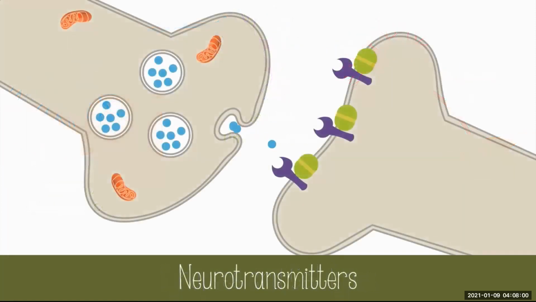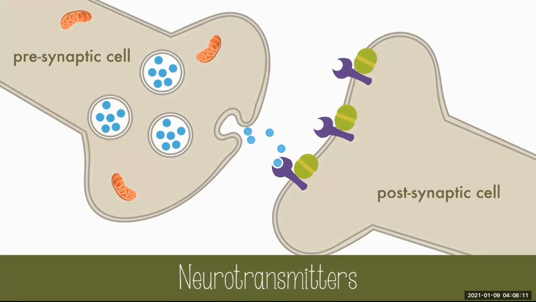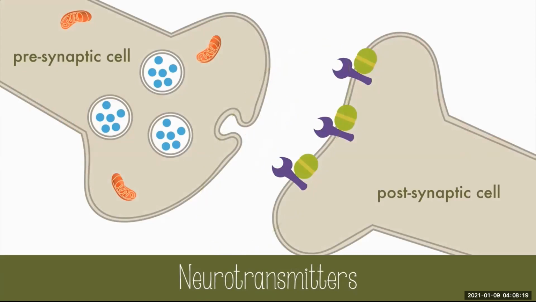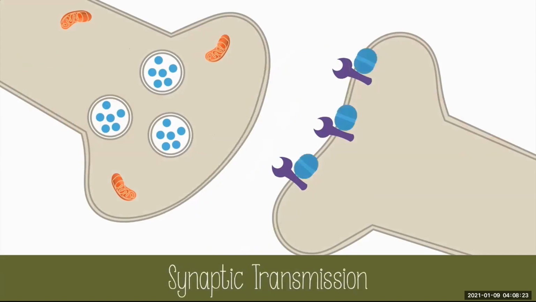The chemicals released into the synapse are called neurotransmitters. Many neurons have a very small fluid-filled gap between the presynaptic cell and the postsynaptic cell. This gap is called the synaptic cleft, and it's only about 20 nanometers wide. It's a really, really tiny gap.